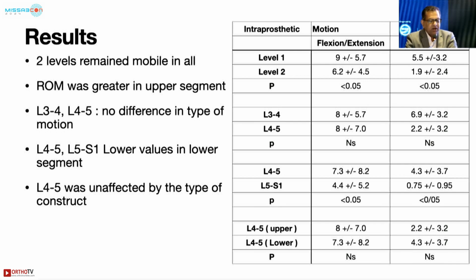So two-level remained mobile in all. The range of movement was greater in the upper segment. Upper segment means either the L34 and L45. When ADR was performed at these two levels, there was no difference in the type of movement which we achieved. But when we replaced L5S1 and L45, we saw that the L5S1 was moving less. But in both types of ADR, L34, L45 or L45 and L5S1, the movement at L45 was not affected at all, and that was clinically significant.